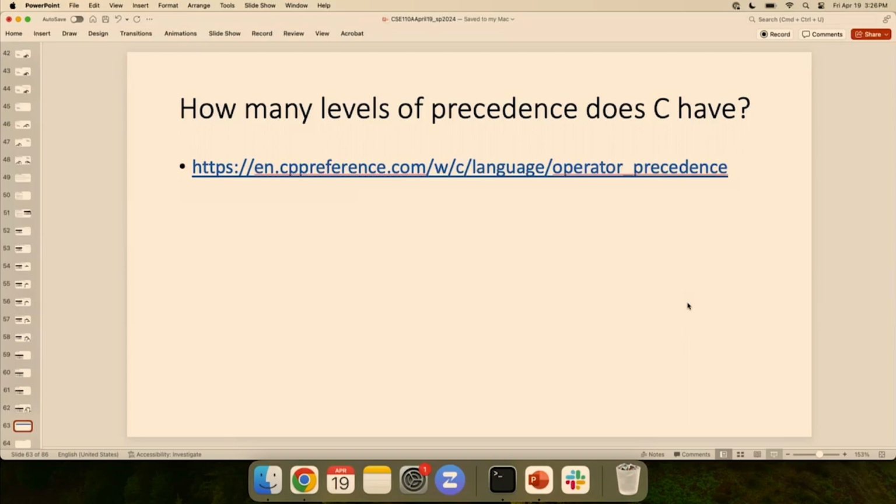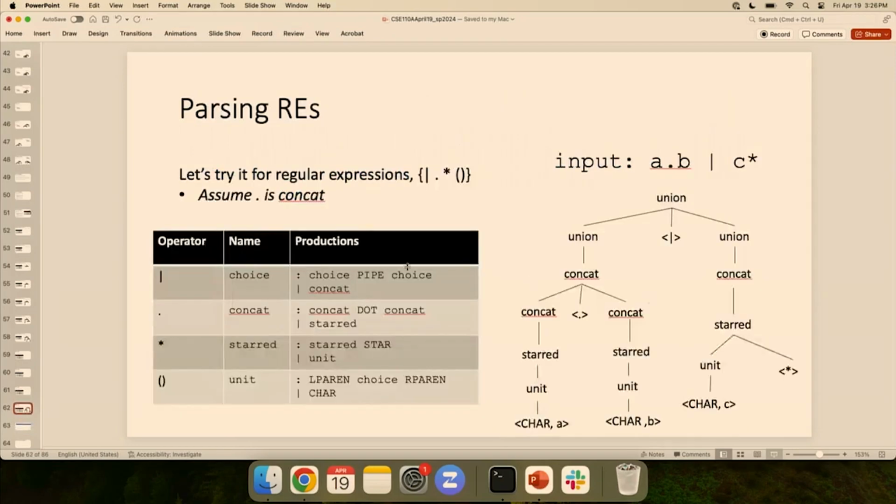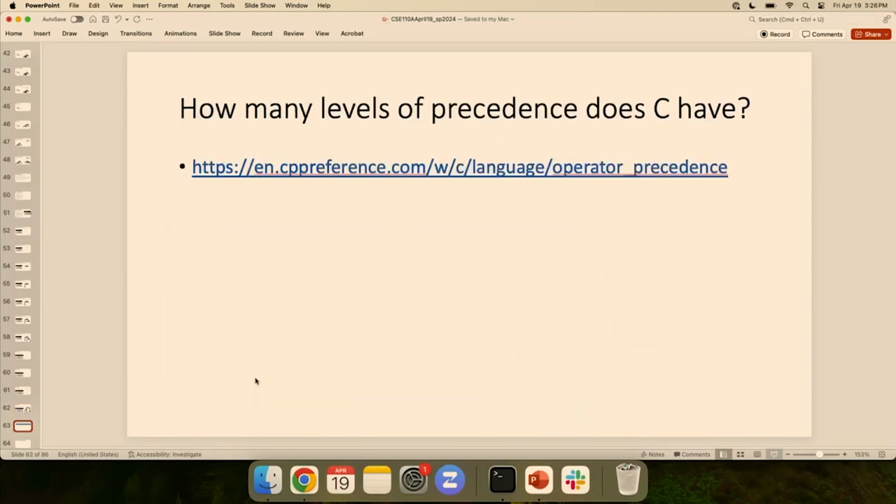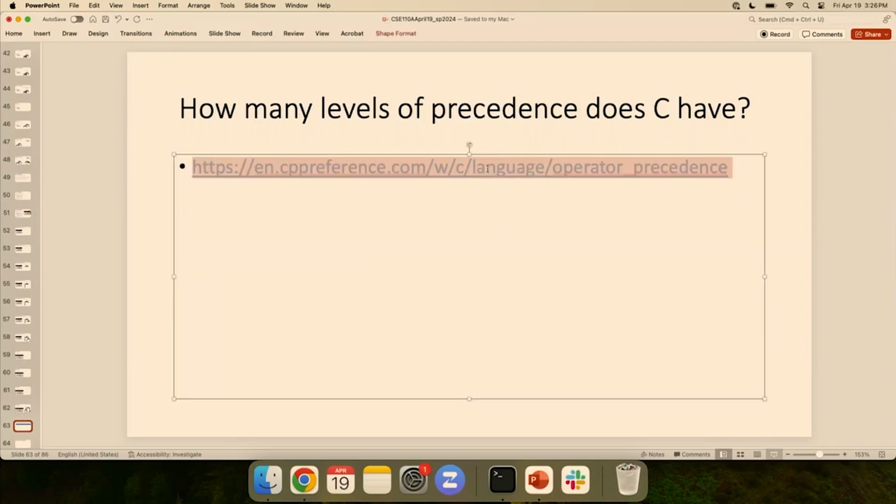Okay, does anybody know how many levels of precedence C has? So up here we saw regular expressions. We have like 1, 2, 3, 4. Does anybody know how many precedence levels C has? Anybody have a guess? Yeah, 30. Like 30. Okay. What do you think, Max? 12. Okay. Yep. 8. All right. I think those are all good guesses. I mean, we kind of know that C is crazy.